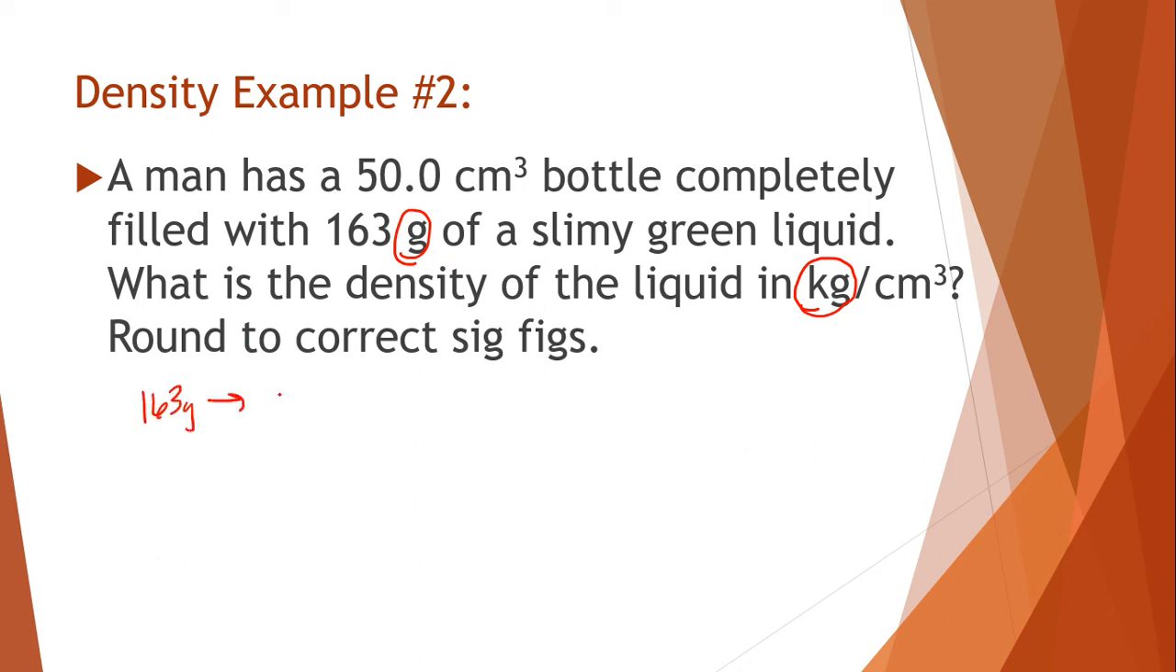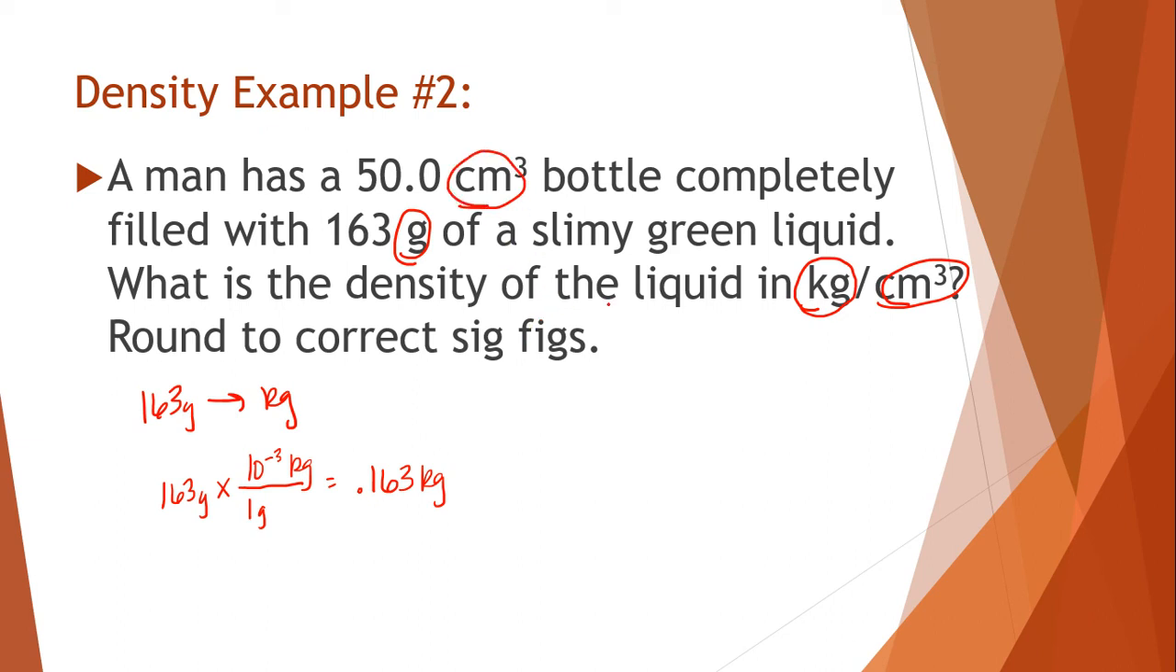163 grams to kilograms. You can use whatever technique we just learned, but for this one, the easiest way I can do it is 163 grams, and then for every 1 gram, there's 10 to the negative third kilograms, and that actually gets me 0.163. Then let's look at the volume measurement. Centimeters cubed, centimeters cubed. So that's fine. I don't have to switch it.